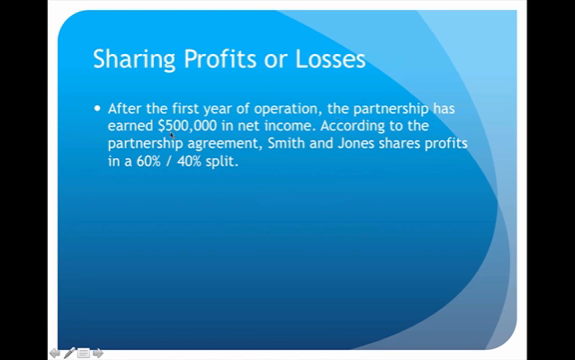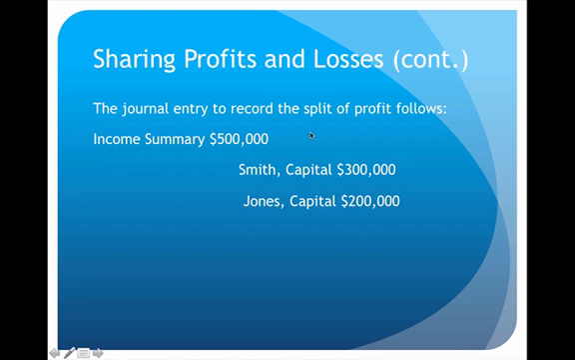So according to this, they did make a profit. First year of operation, a $500,000 net income. So in order to share that among the partners, we will close out the income summary by debiting that for $500,000, and then we will increase the value of both capital accounts. 60% of that, or $300,000, goes to Smith. 40% of that, or $200,000, goes to Jones. So it increases the value of their capital.